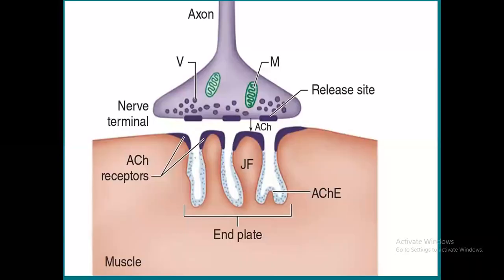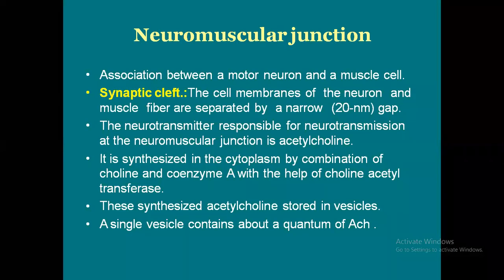Anyway, you can see very clearly the vesicles in the end of the axons. You can see M is nothing but mitochondria. And at the acetylcholine releasing site, you can see the acetylcholine receptor at the muscle end plate. It is destroyed, metabolized, by acetylcholine esterase. See, this is it, acetylcholine esterase. I showed it with the cursor. Okay, now the next slide.